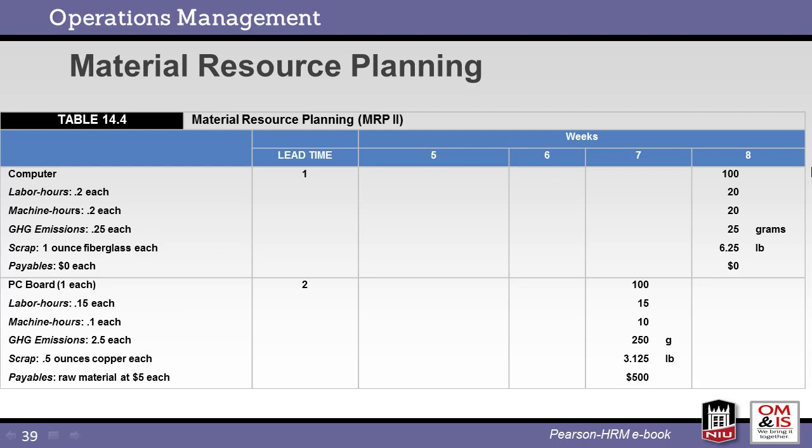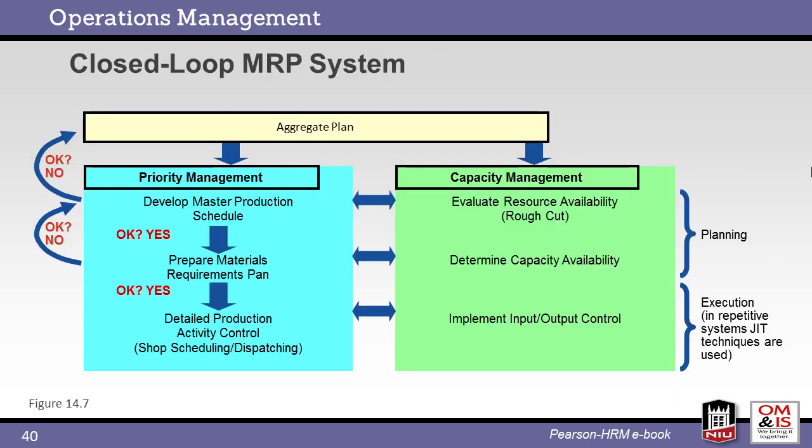Here we see the output of MRP2, or material resource planning. Note the added detail regarding labor, machine hours, emissions, scrap, and payables. The extra data takes the analysis to a new level.